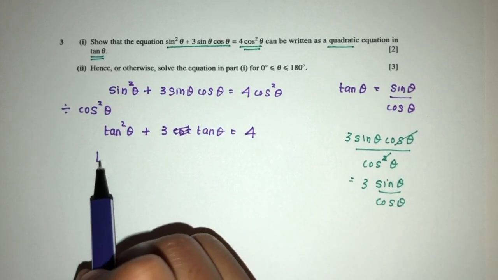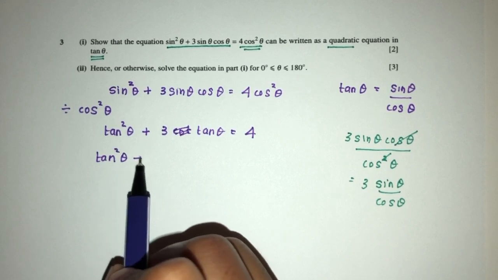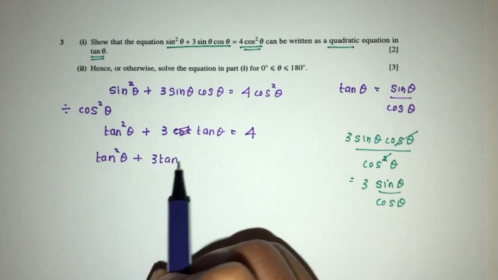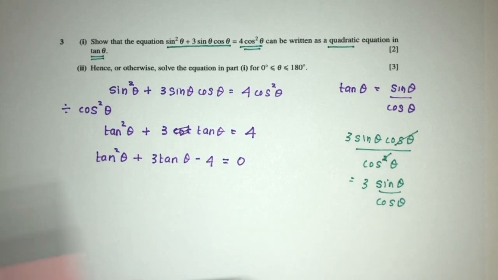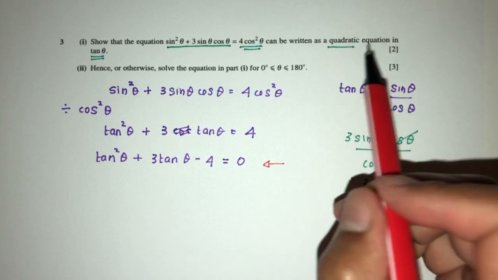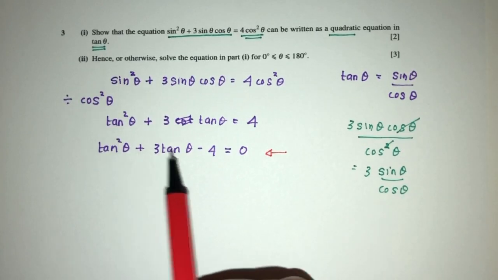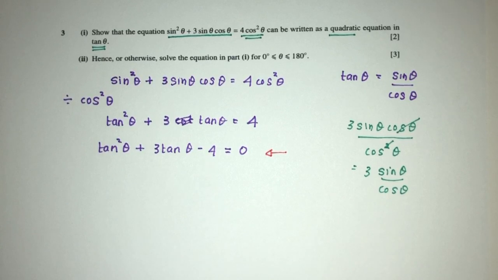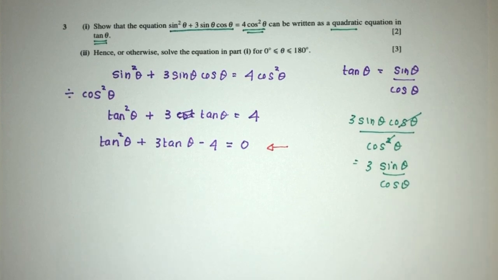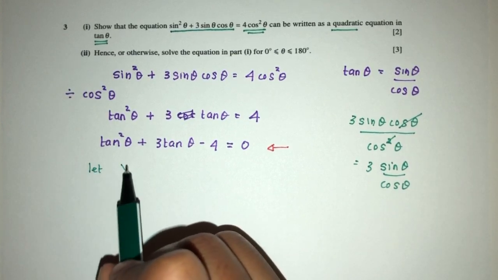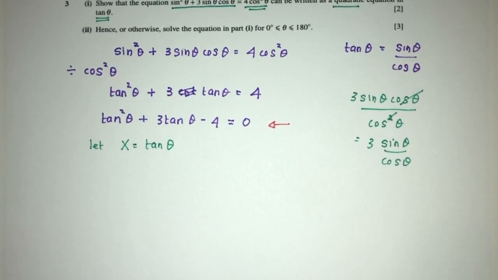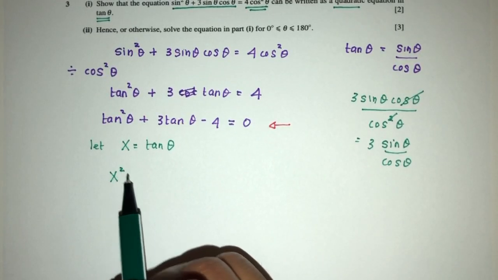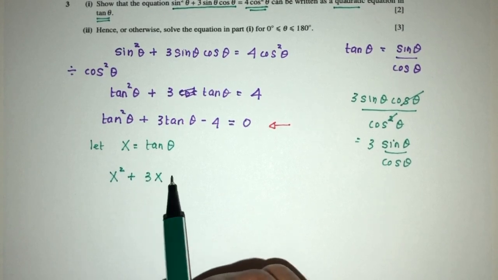So rearrange, you will have tan square theta plus 3 tan theta minus 4 equals 0. And this is shown as required for a quadratic equation. Here we have square, here we have linear, and then minus constant for the quadratic equation. Now to move on, I can let x equal to tan theta. Again, this is just to help you. You will see it become x squared plus 3x minus 4.